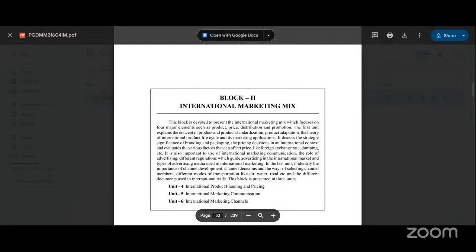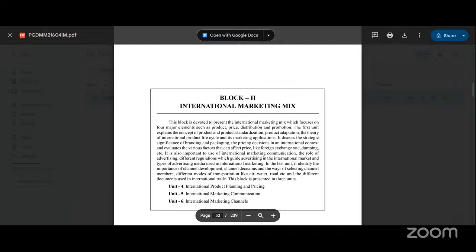I'm Kulla Krishna Madhavi, and today we'll be walking through Block 2 International Marketing Mix. In that, we'll be looking at the first unit, Unit 4, that is International Product Planning and Pricing. Before we go into the actual unit, I wanted to give a broad overview of what this block relates to. This block, International Marketing Mix, talks about four elements of marketing mix: product, price, place, and promotion. Place is also called distribution.